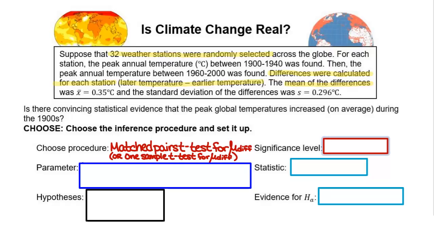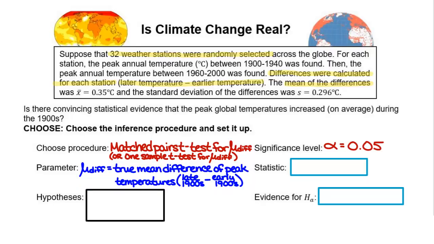It did not say in the problem, what significance level should we choose? 0.05. When in doubt, 0.05. What is the symbol that we would use to represent the parameter here? Mu-diff. And what does mu-diff mean in the context of this problem? The true mean, the true average of the differences of peak annual temp, later minus earlier. Yes, true mean difference of peak temperatures. I did late 1900s minus early 1900s. You could say later temperature minus earlier temperature as they did in the problem. That would be perfectly fine.